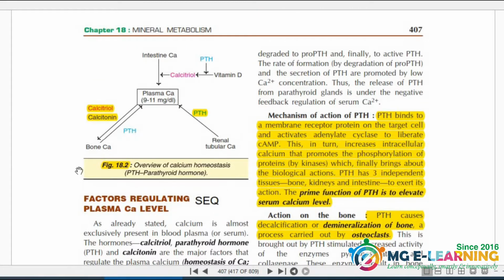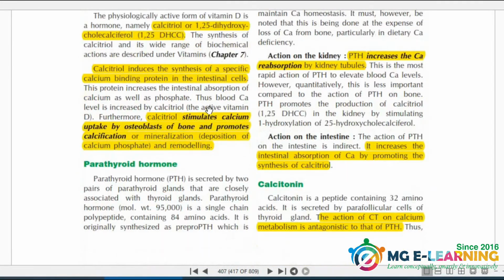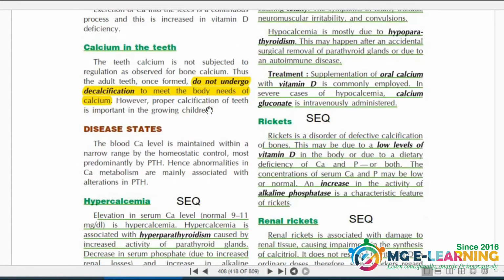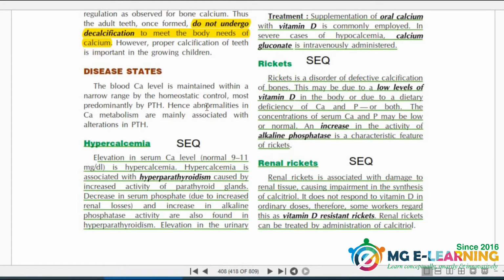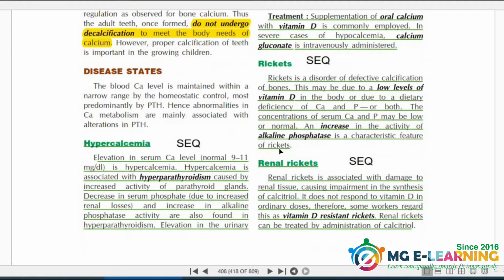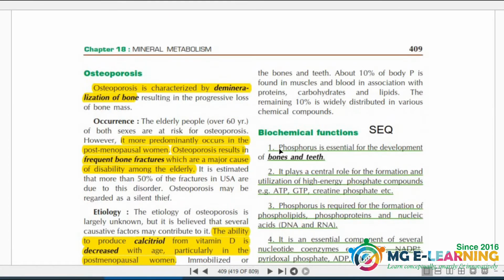On the next page, this figure is important to see the factors affecting calcium absorption and inhibition. Regulation of plasma calcium levels is also important for SEQ. On the next page, here are some diseases of calcium deficiency, and this one: hypercalcemia, hypocalcemia, all related to calcium levels. All these are important for SEQs. Osteoporosis is also important for MCQ and SEQ.